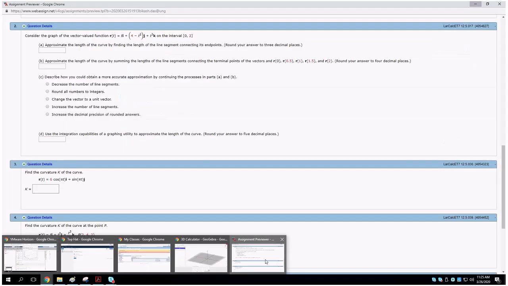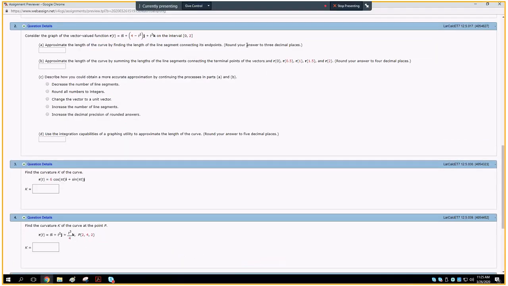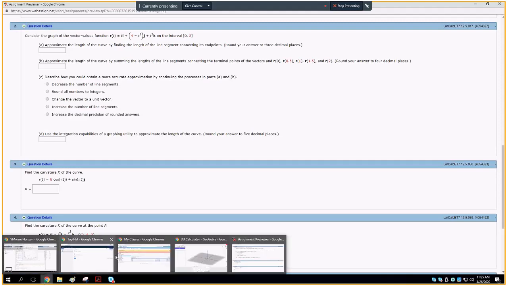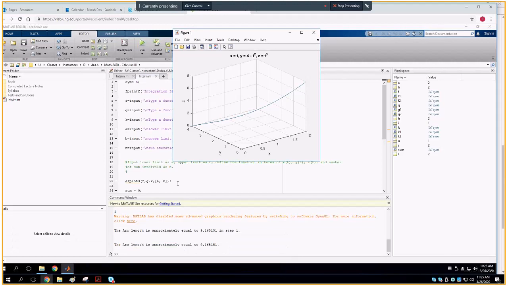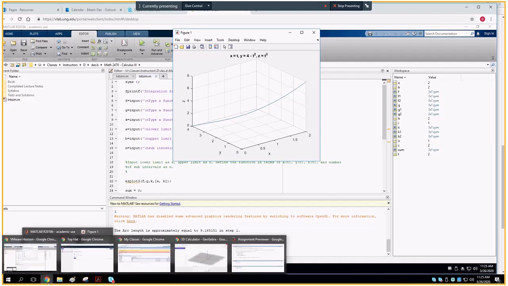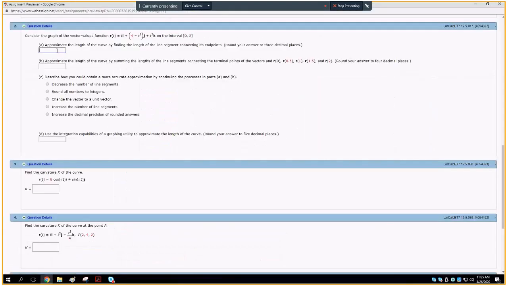And this problem says round your answer to 3 decimal places. So if I look at the answer that I got from the MATLAB coding, I will see that the answer is 9.165. So let's put that in. 9.165 rounded to 3 decimal places.